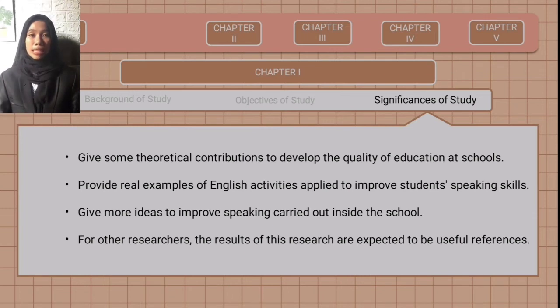Next, the significance of this study. The result of this research is expected to give contribution theoretically and practically. The study results are expected to give some theoretical contribution to develop the quality of education at schools. The study provided real examples of English activities applied to improve student speaking skills. Moreover, this research gave more ideas to improve speaking carried out inside the school. For other researchers, the results of this research are expected to be useful references.